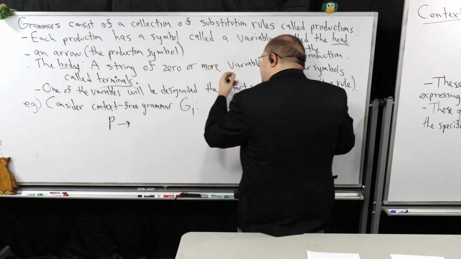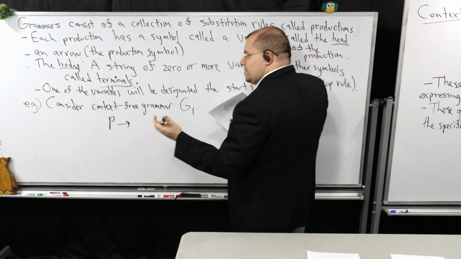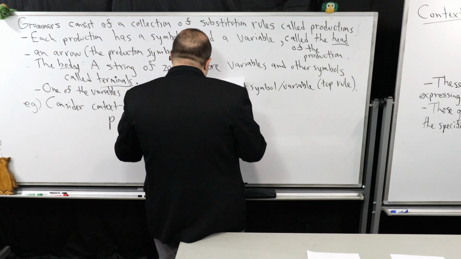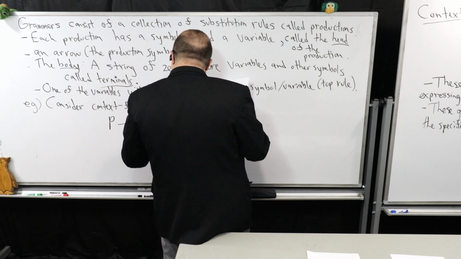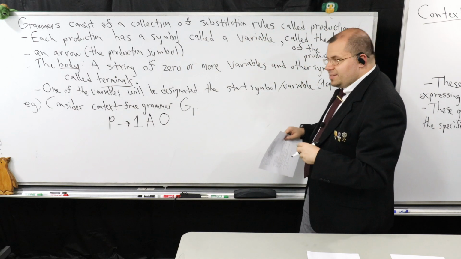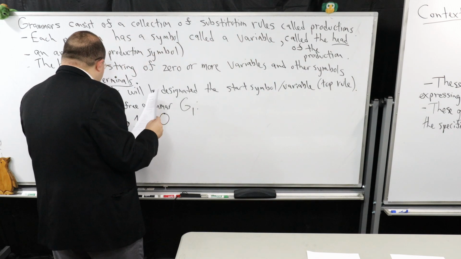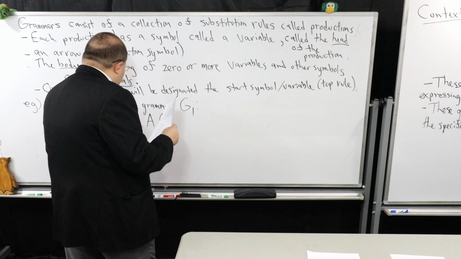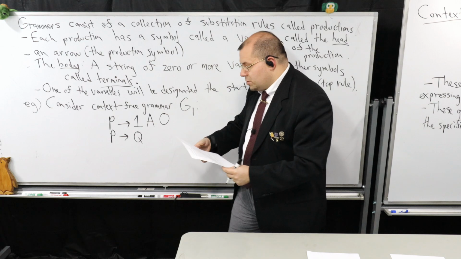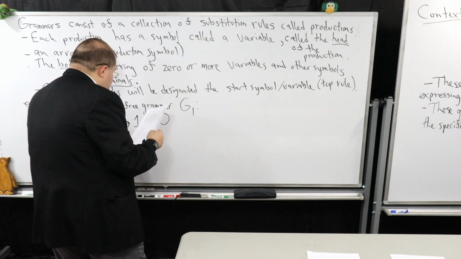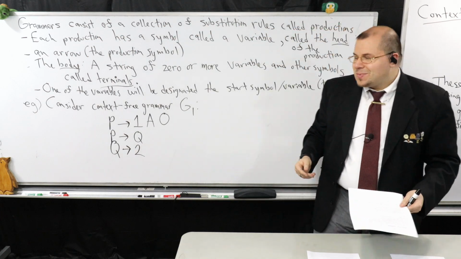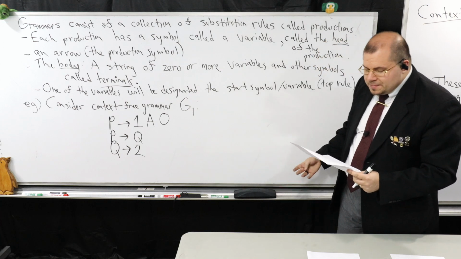Remember, this is going to be a string of 0 or more variables or other symbols called terminals. The body of this one is going to be 1A0. So that's the first rule I have. The second rule is that variable P goes to this other one called Q. Q is another variable, and the body of Q is going to be the symbol 2. So I have three production rules here.